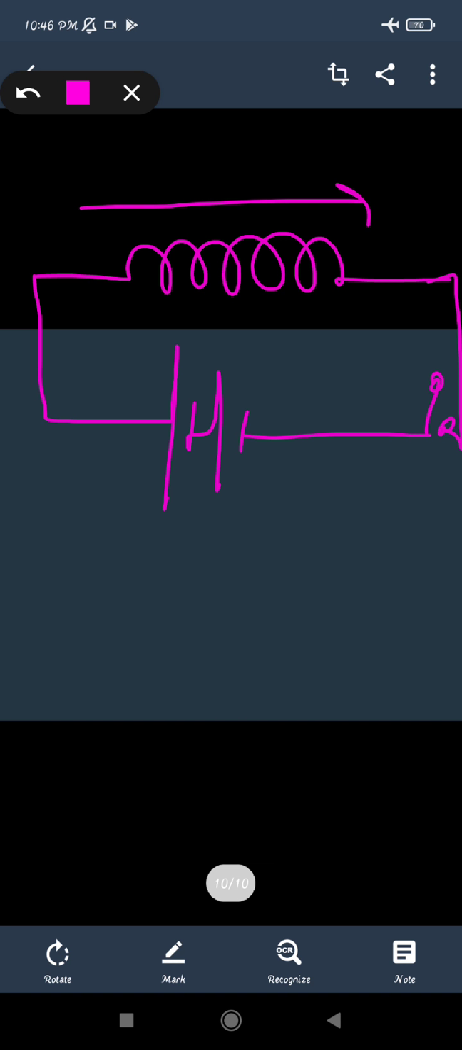This self-induction can be given as: the magnetic flux is directly proportional to the current.